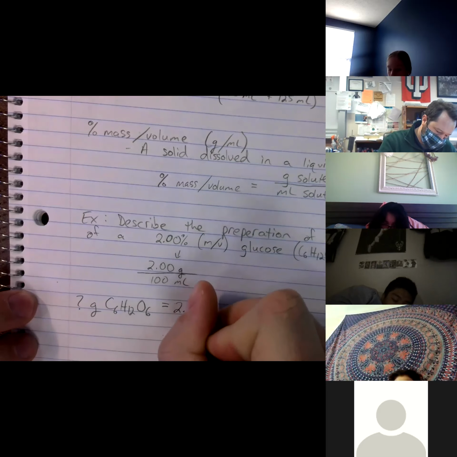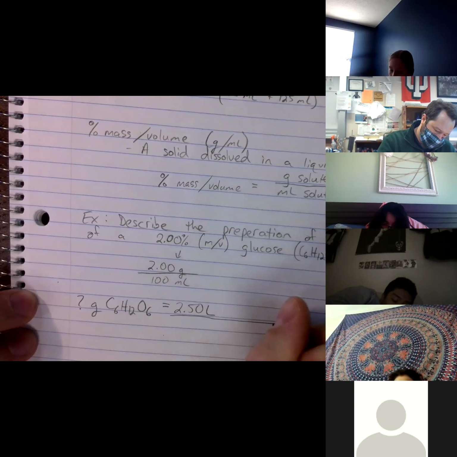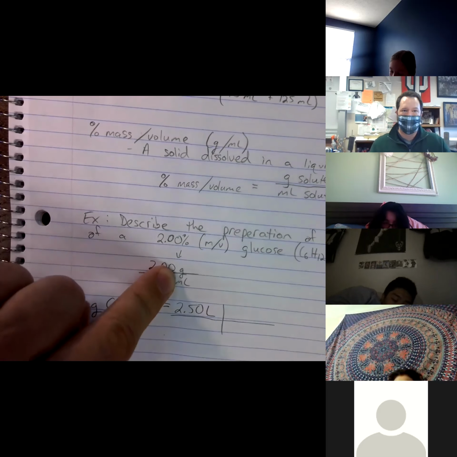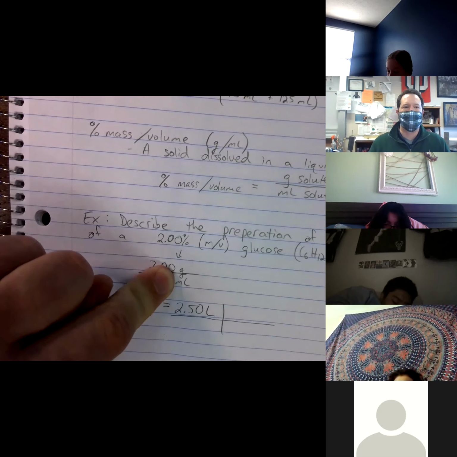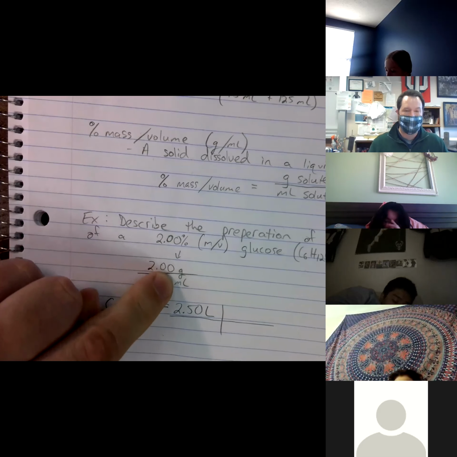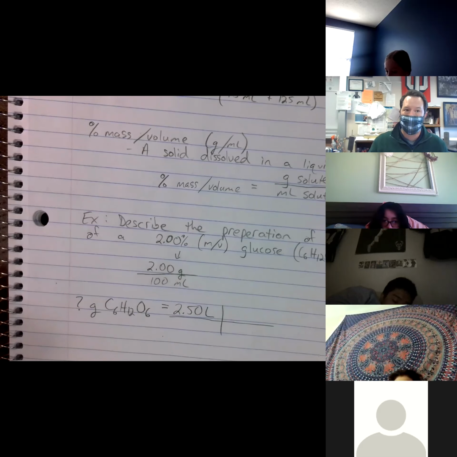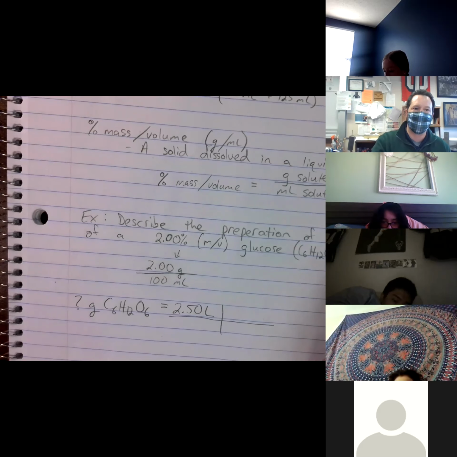Wait, how do you know? Well, this one has two units, right? Grams and milliliters. See the two units? If you can help it, don't start with that. This one just has the one unit, liters.